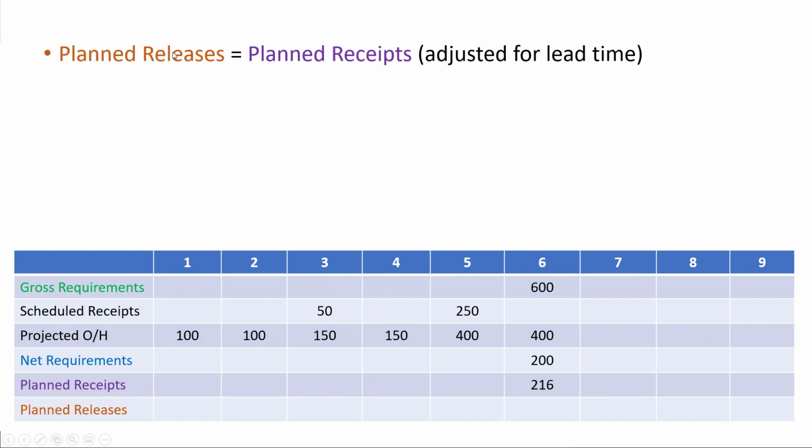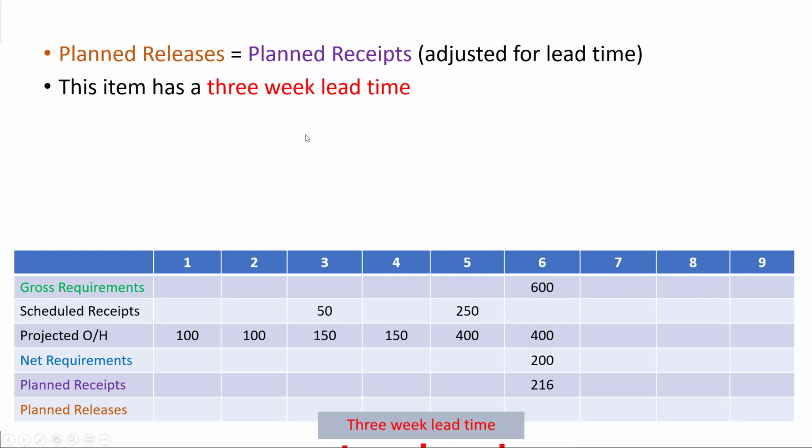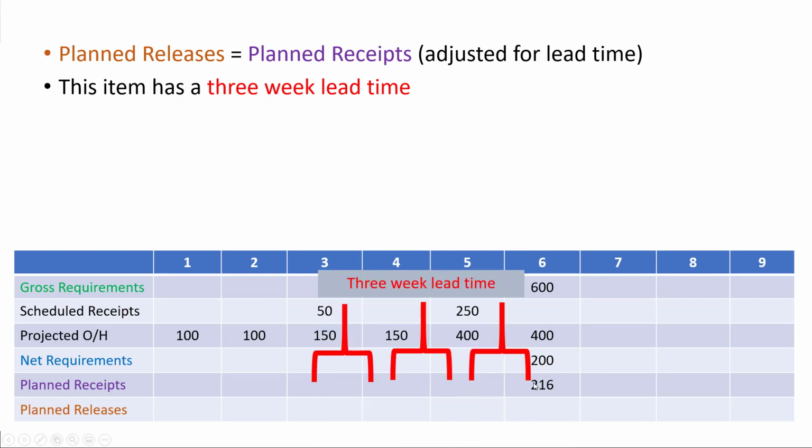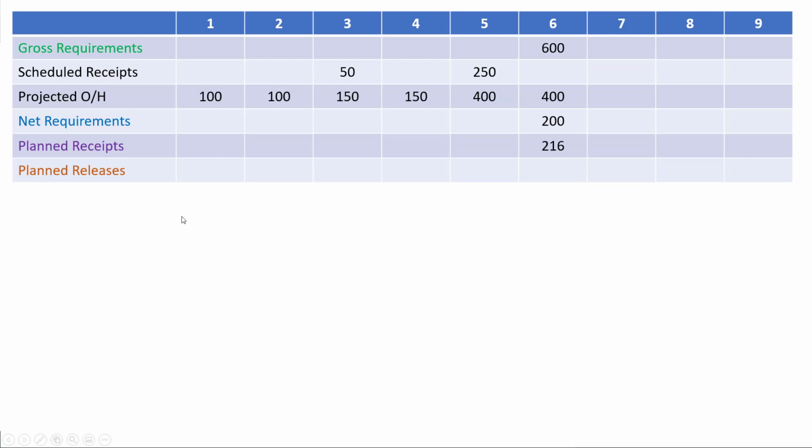Planned releases are equal to planned receipts, so the quantity will be the same, except we adjust them for lead time. So this item has a 3-week lead time, and again, this is something you'll be told. 3-week lead time, 1, 2, 3. So our planned releases are 216. Now, I'll show you how to drag these down on the next table. So this is cars. We're making cars up here, and now we're going to figure out tires.